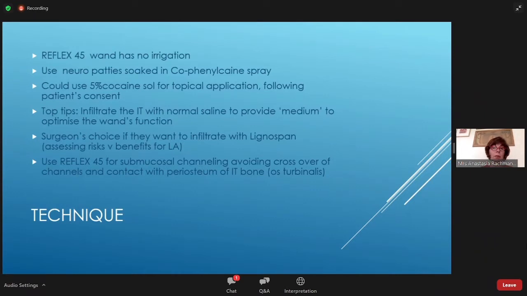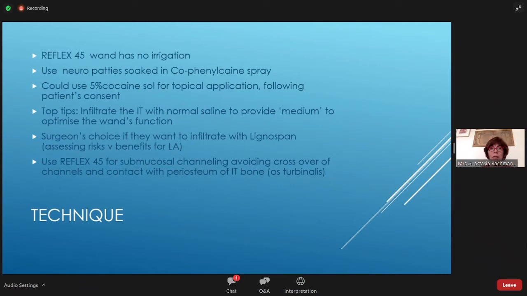Don't forget, you might be treating athletes, pilots, firemen. They might be subject to regular testing, so they need to be informed. The top tip is to provide the medium that I discussed earlier: inject the turbinate with some normal saline. So you give the medium, so you optimize the wand's function.